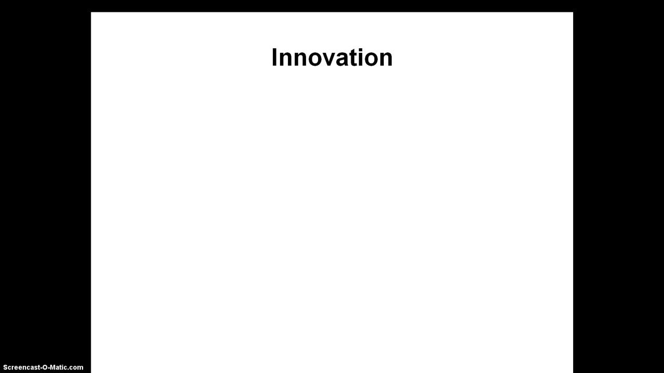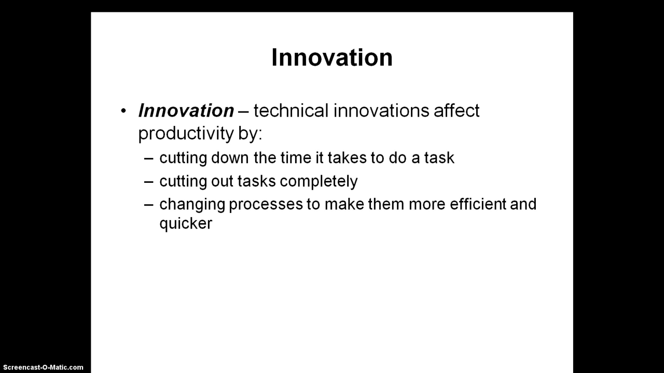Let's talk about innovation. Technical innovations affect productivity by cutting down the time it takes to do a task, cutting tasks out completely, changing processes to make them more efficient and quicker. So with innovation, we can cut down the time it takes to do a task, and we see this a lot with machines. A lot of times machines will cut out jobs completely, and then processes, things like lean manufacturing and fast food. Okay, we see this.